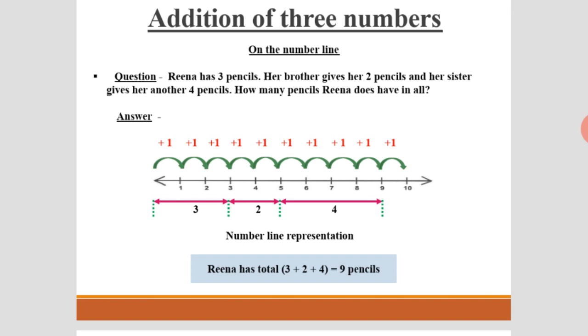Then from 5 count forward 4 steps to get 9. Now again let's count forward 4 steps. 5 plus 1 is equal to 6, 1 step. 6 plus 1 is equal to 7, 2 step. 7 plus 1 is equal to 8, 3 step. 8 plus 1 is equal to 9, 4 step. The number 5 plus 4 is equal to 9. Now here the number is 3 plus 2 plus 4 is equal to 9. So Rina has a total of 9 pencils.